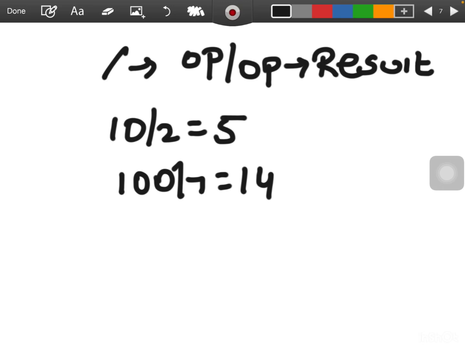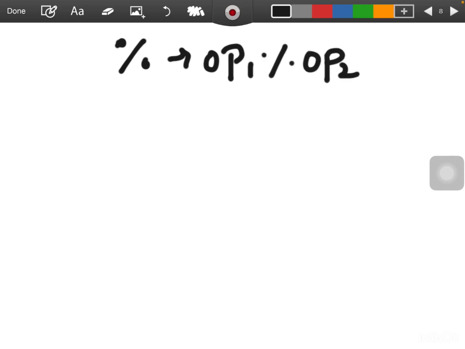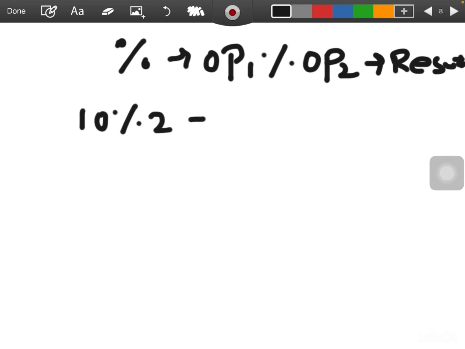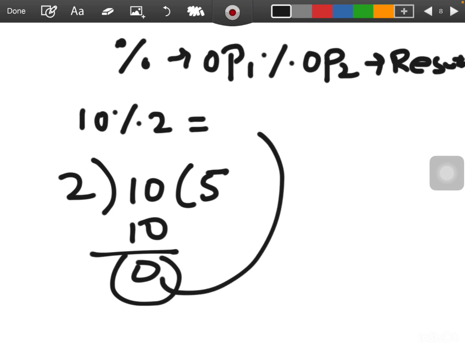And the next one is the modulus. Operand 1 modulus operand 2 is equal to result, which means we will get the remainder. For example, 10 divided by 2, 2 5s are 10, so the remainder will be 0. The modulus gets the result as a remainder. So 10 modulus 2 is equal to 0. These are the arithmetic operators.